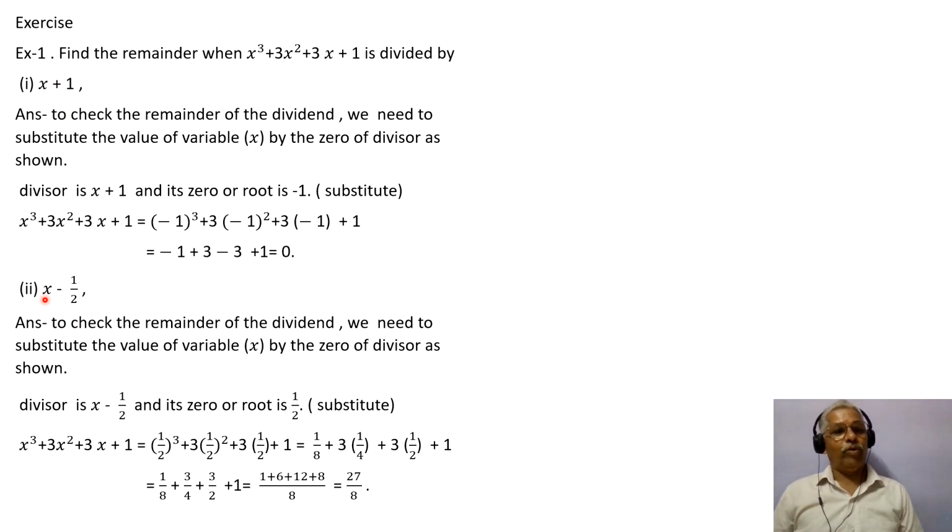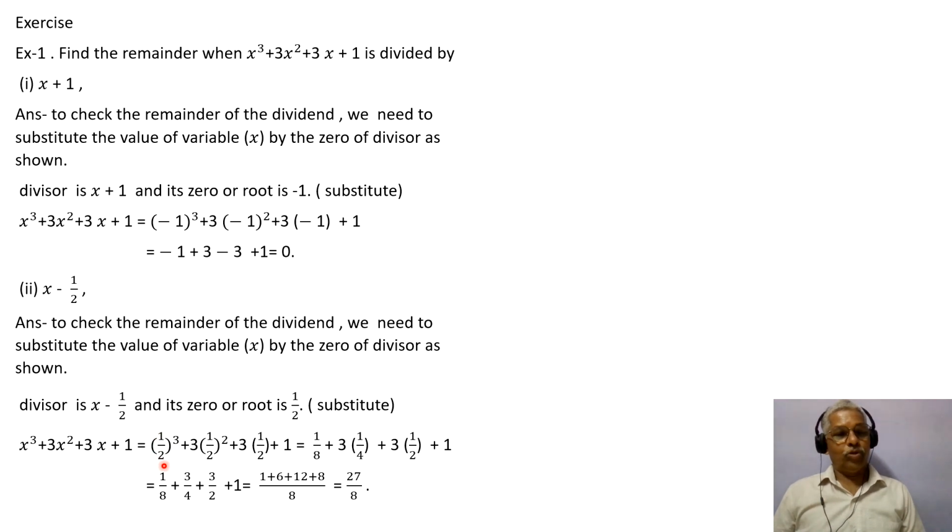Now the second value: the divisor is x minus 1/2. Answer: to find the remainder of the dividend, we need to substitute the value of the variable x by the zero of the divisor. The divisor is x minus half, and its zero is half. Substitute. So I am substituting it here.